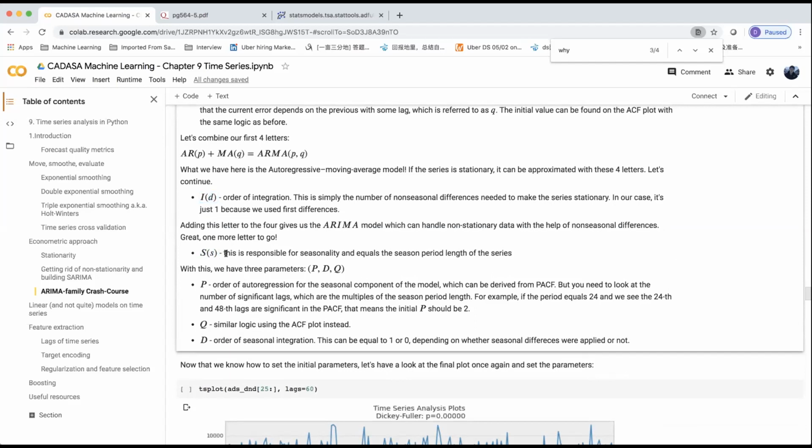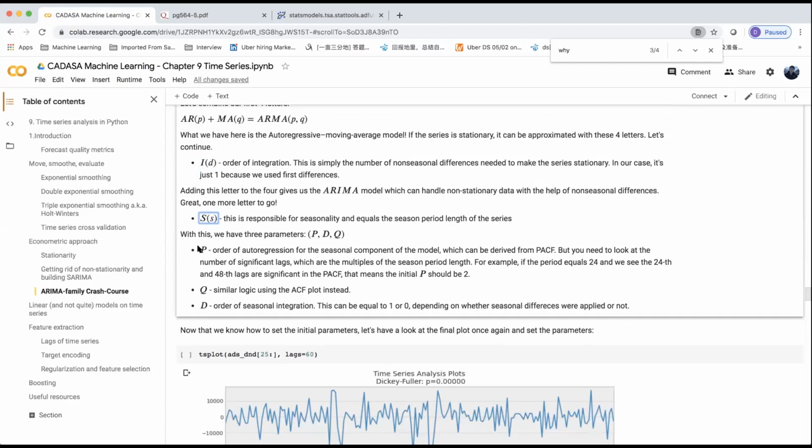S here corresponds to the seasonality. S equals the number of seasonal periods, or the length of the seasonal period. If you believe you have daily seasonality, and your data set is in hourly units, then S should be 24. If you think it's 2-day seasonality, it should be 48, and so on. P here is the order of autocorrelation for the seasonal component of the model, which can be derived from the PACF.